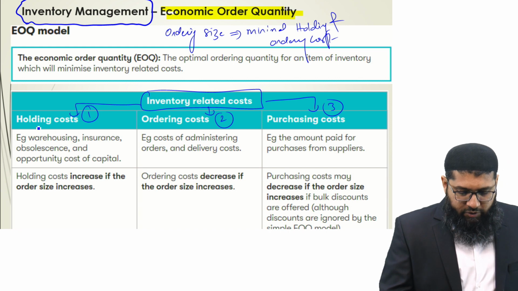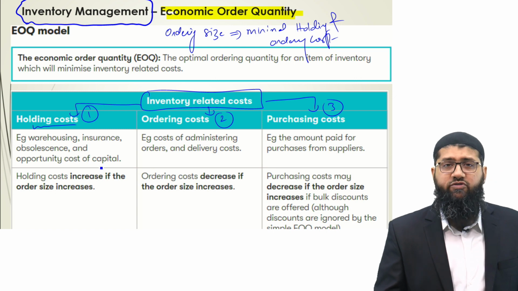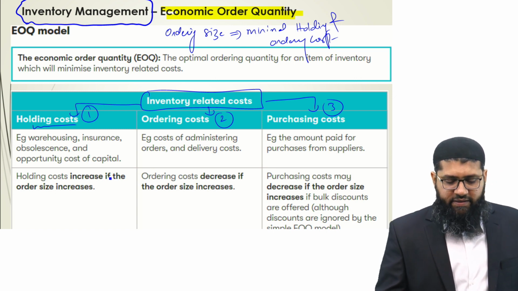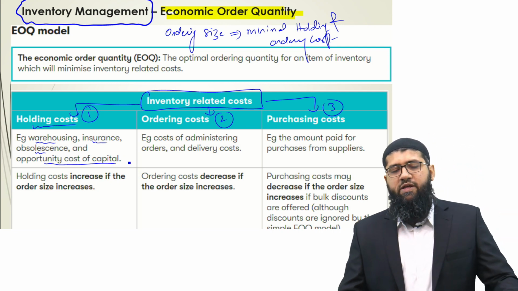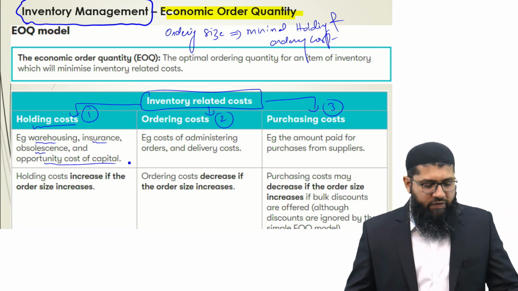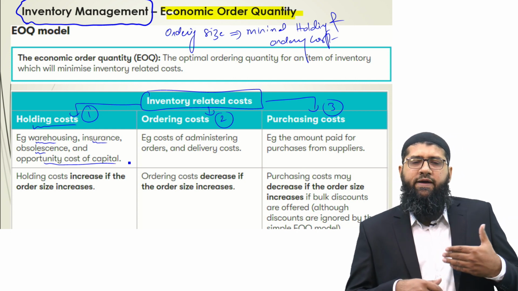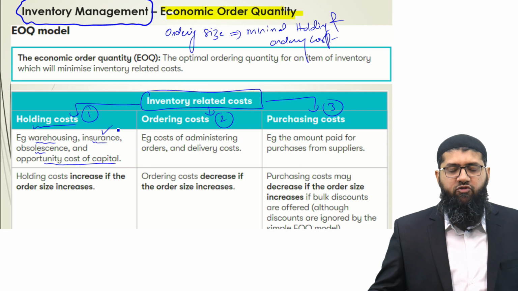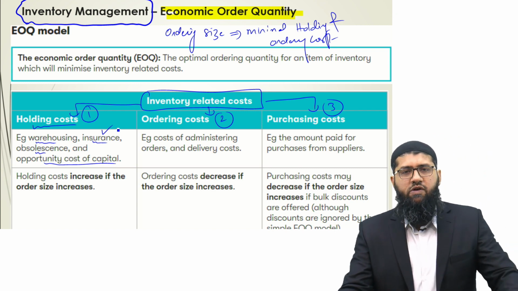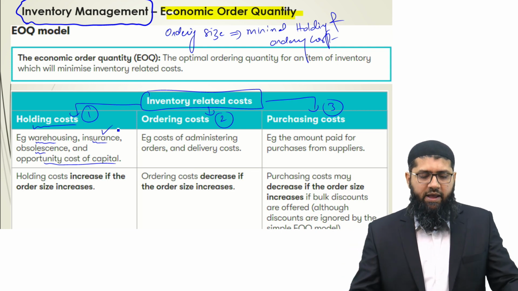When we talk about the concept of holding cost, what does it refer to? Here is a list in front of you: warehousing cost, insurance cost, obsolescence cost, and opportunity cost of capital. When you have inventory kept in a warehouse, the more inventory you keep, the more warehousing cost, the more warehouse rent, the more warehouse security cost you have to pay. Then there is insurance cost. You have insurance for theft, you have insurance for fire. There could be multiple costs you incur if the inventory levels are high.